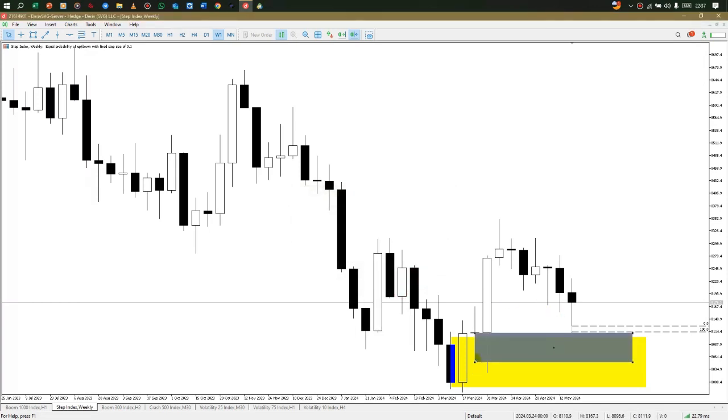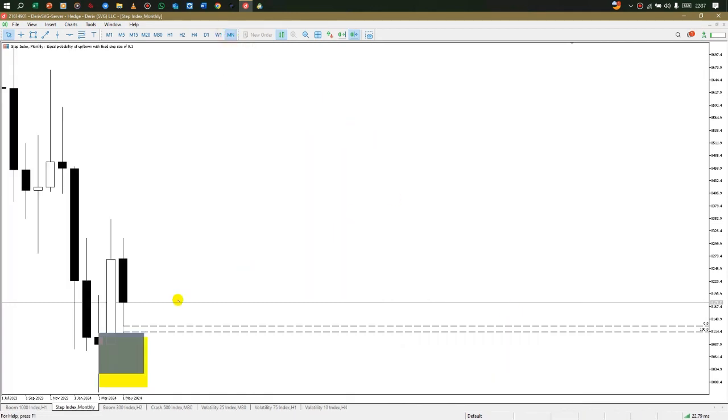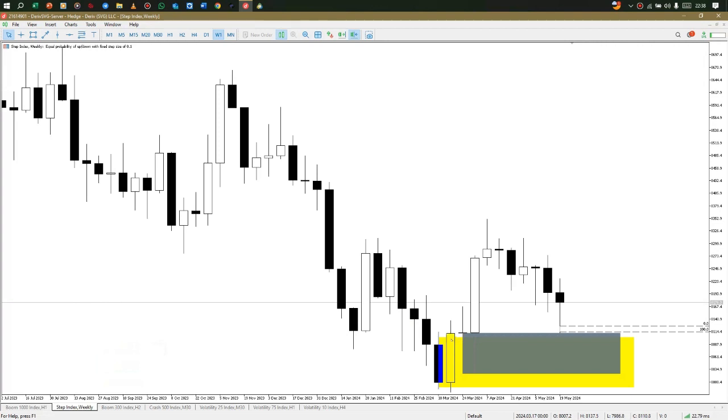So that's our weekly demand zone here. As you can see, the price is rejecting from a weekly demand zone, which is within this monthly demand zone here. So we can say that the price is rejecting from a monthly drop-based rally demand zone, and on the weekly time frame, it's rejecting from this rally-based rally demand zone on the weekly time frame.